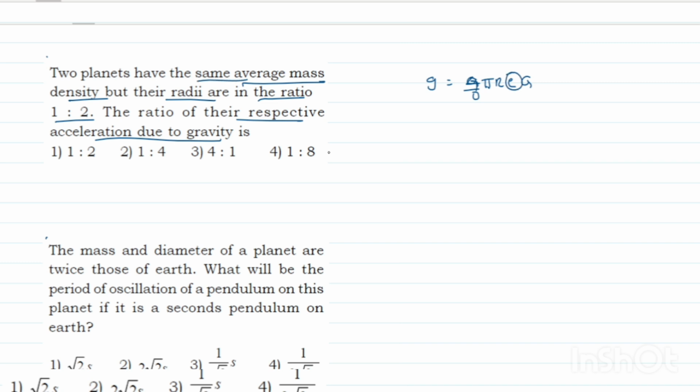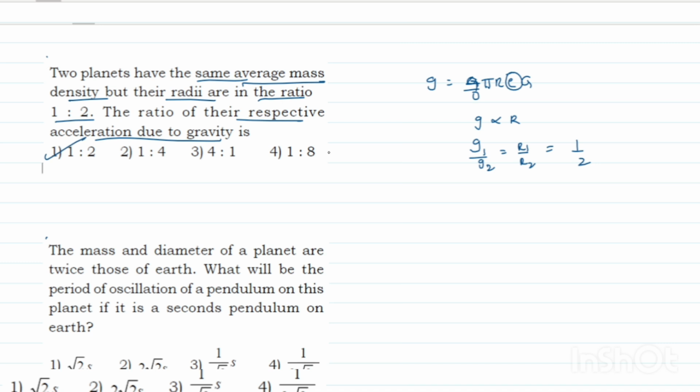Now here, the two planets have the same average mass density, so density will be the same. The ratio of the radii will be different, and so will the respective accelerations due to gravity. So g is directly proportional to R. So g1 by g2 will be R1 by R2, which is equivalent to the 1:2 ratio.